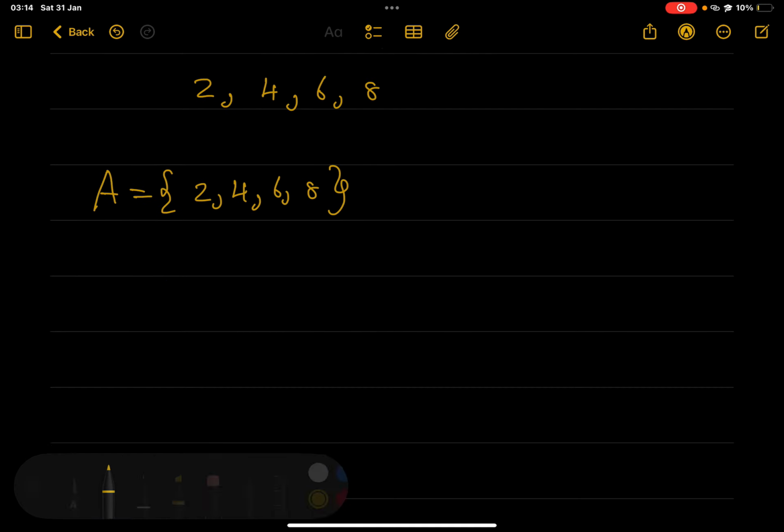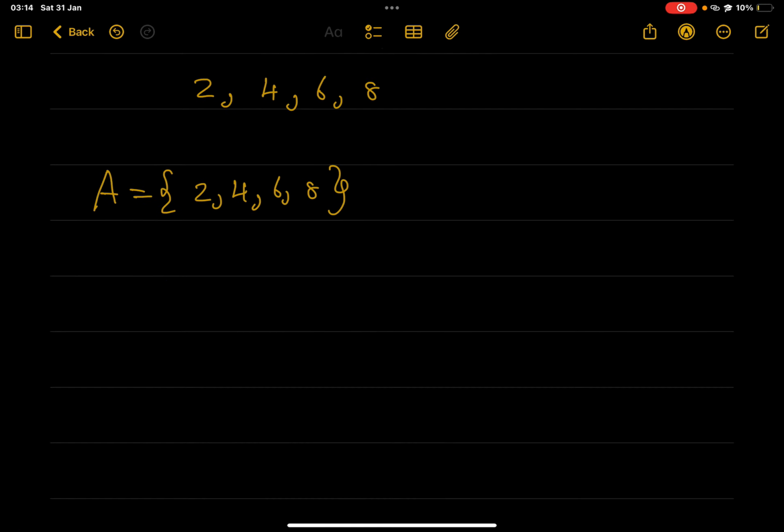But when you're using set builder notation, you say A equals. Instead of saying X, remember these numbers are multiples of 2. You can say 2x such that x is an element of, understand? So we're talking about x. You cannot say x only.